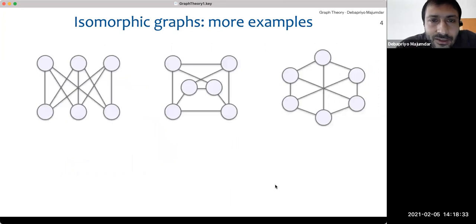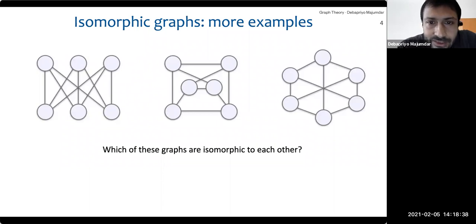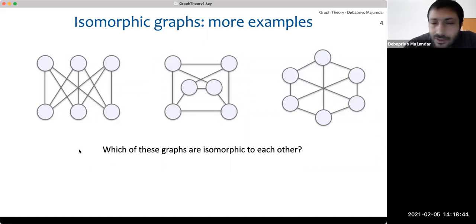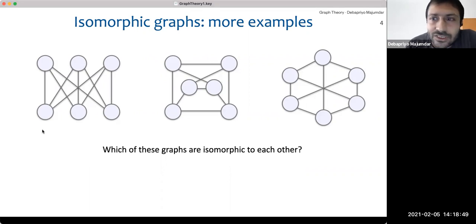So let's move on. Let's look at these graphs. Which of these graphs are isomorphic to each other? You can spend some time looking at it, but what is easy to see is that this is actually a bipartite graph. I know you have done bipartite graphs, right? So there are only edges across, and each vertex has three edges across to the other side.